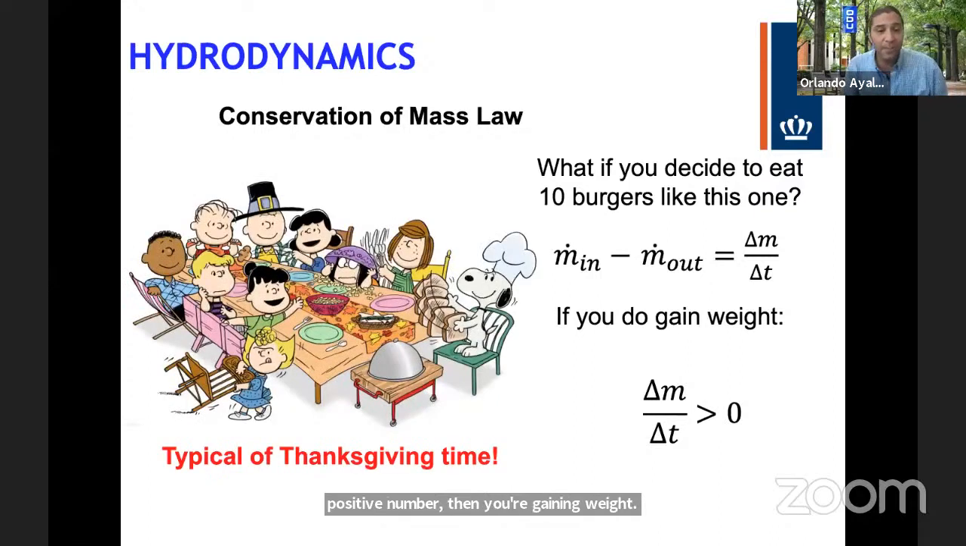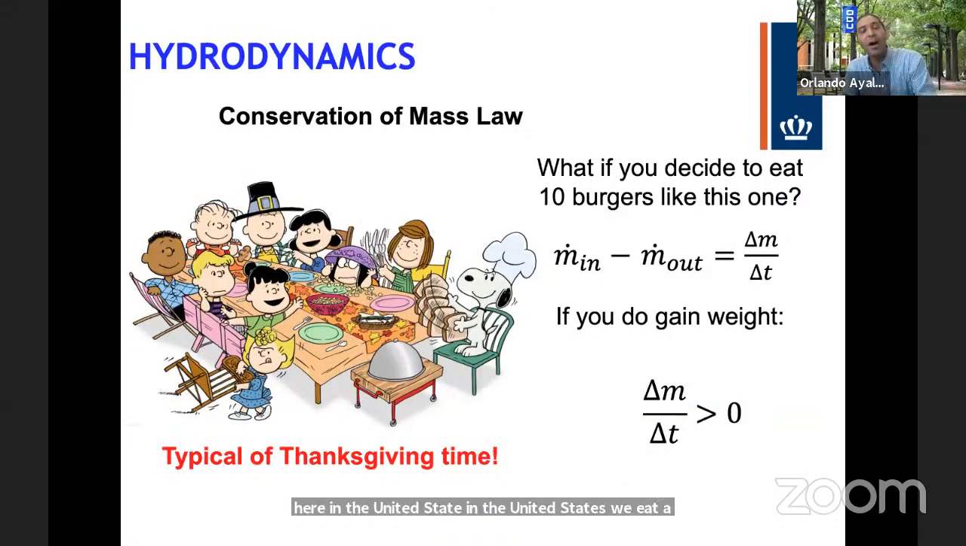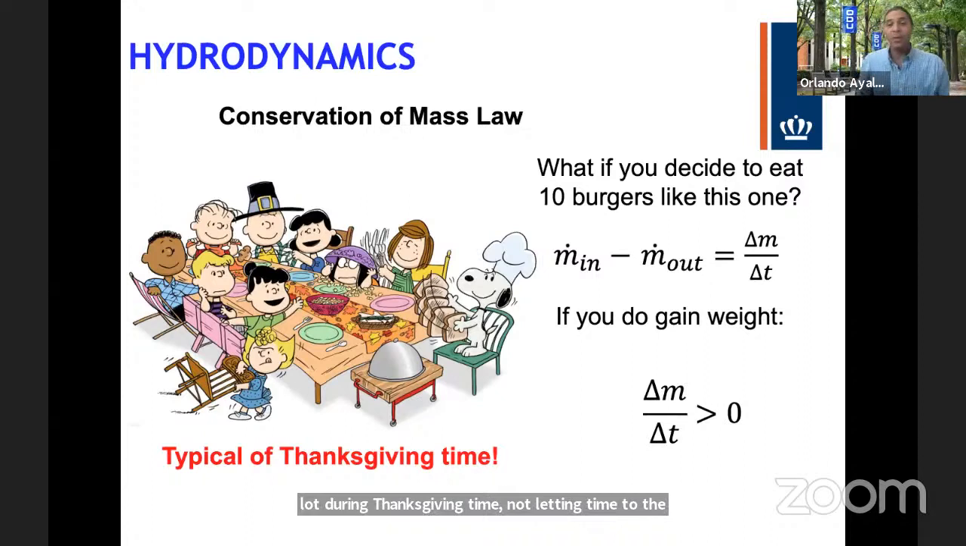And this is what happens typically in Thanksgiving time here in the United States. We eat a lot during Thanksgiving time, not giving time to the body to get mass out. Then our delta M over delta T is larger than 0. As a matter of fact, from this point on, every time you have a feast with your family, you can tell them, I'm about to have a delta M over delta T larger than 0, because you're going to gain some weight. Now, can you get rid of that weight eventually? Yes, you could. But at that very moment, you'll have a delta M over delta T larger than 0.